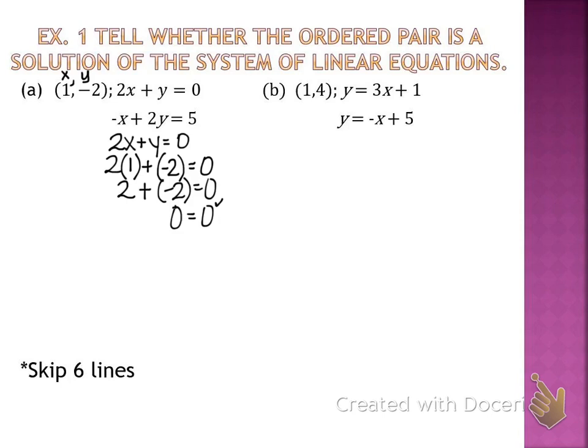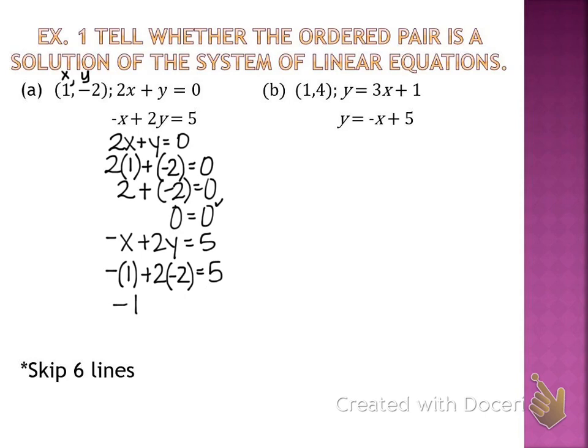So the second equation we're working with is negative x plus 2y equals 5. Again, be careful because the negative is in the equation already. What am I putting in place of x? Negative 1. Negative 1 plus 2 times what's going in place of y? Negative 2. And it's supposed to equal 5.